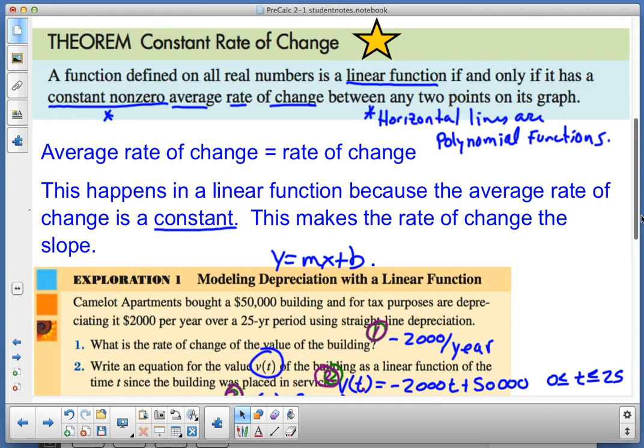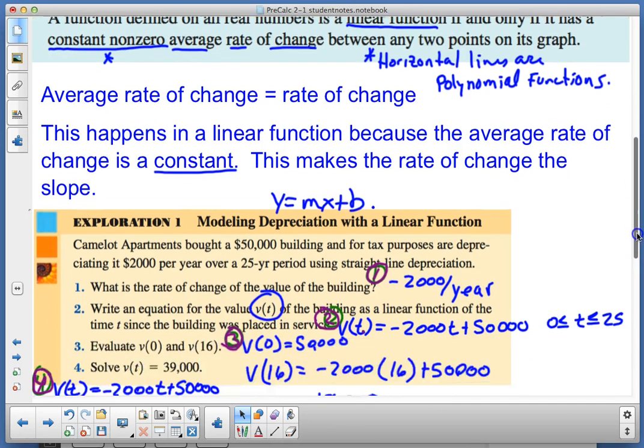And average rate of change is just, I'm talking slope. So this happens in a linear function because the average rate of change is constant. This makes the rate of change the slope.